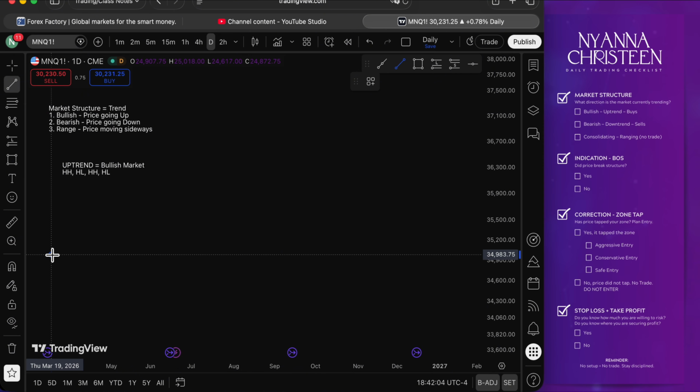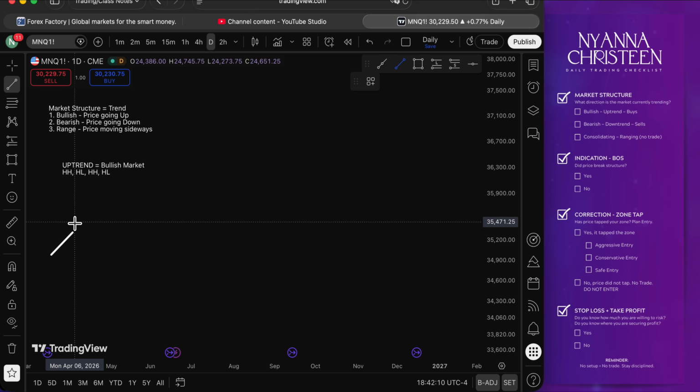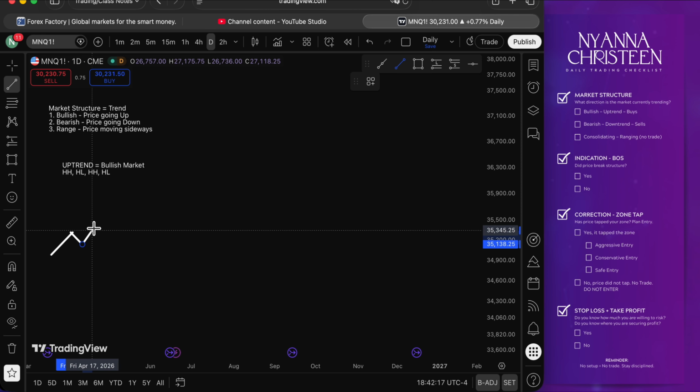It will go up. So it has a low, a high. We have a higher low. Then we have a higher high. Then we have a higher low. And then we have a higher high.